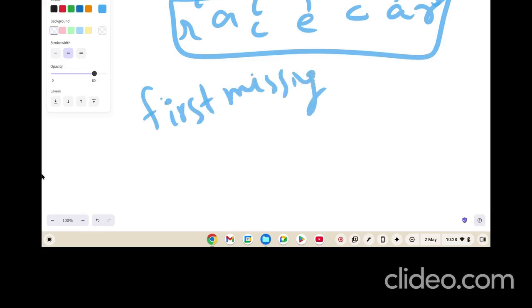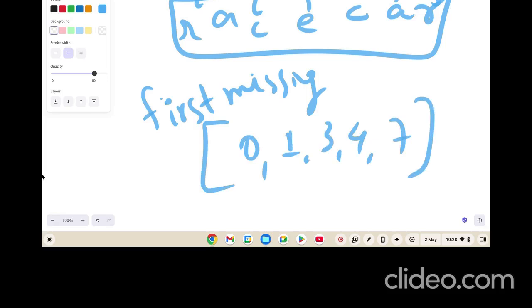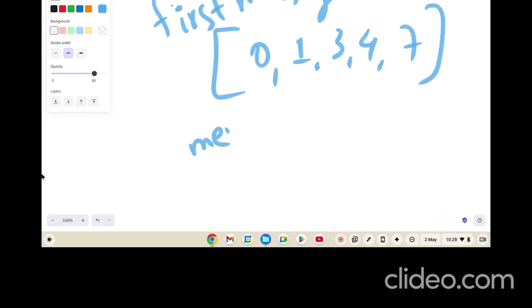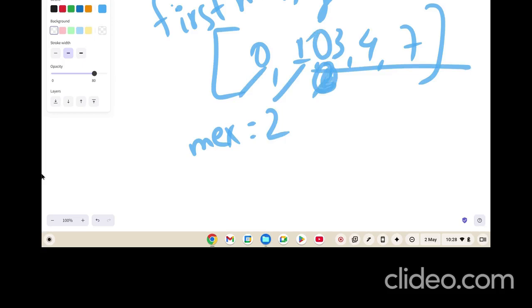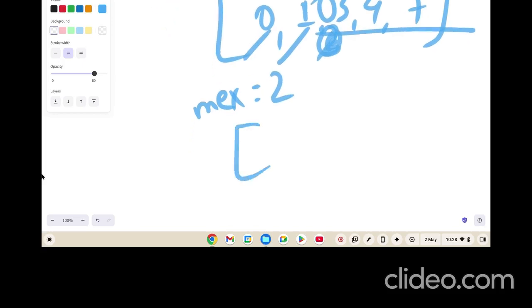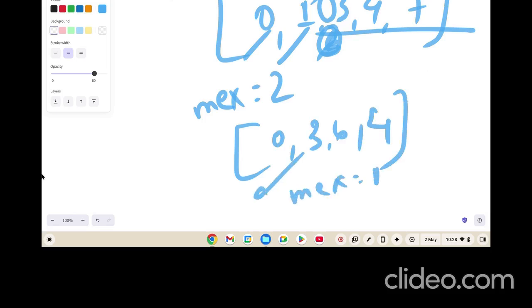What does it mean? Let's say I am given an array 0 1 3 4 7. What is the max of this array? The max of this array is 2. Why? Because 0 was there, 1 was there, but 2 wasn't there anywhere in the array. Let us take one more example so that you can understand: 0 3 6 4. What is the max of this array? It is 1. I hope you understood what is max, what is a palindrome, and what is a subarray.